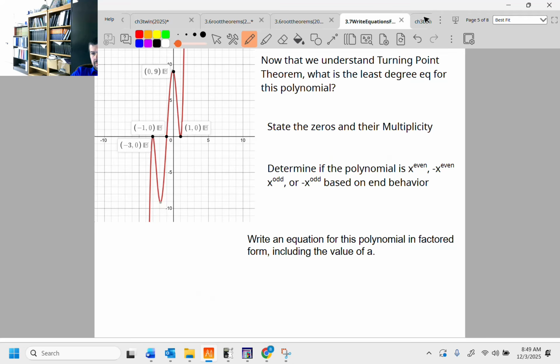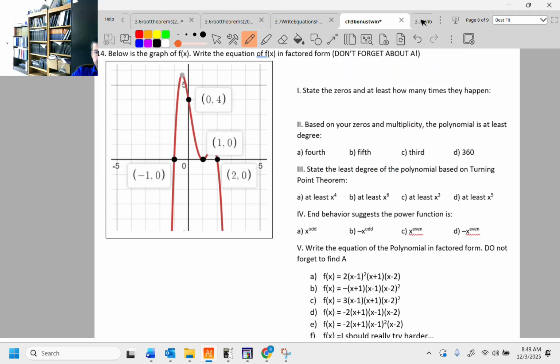All right, so let me find it. Working on the bonus twin, I'm on 14. I think I got two more after this.